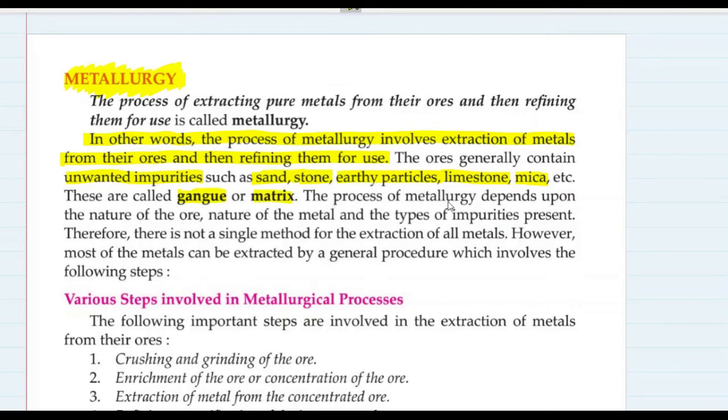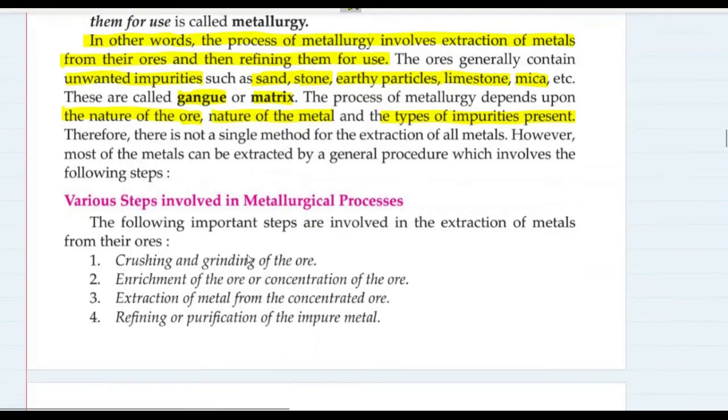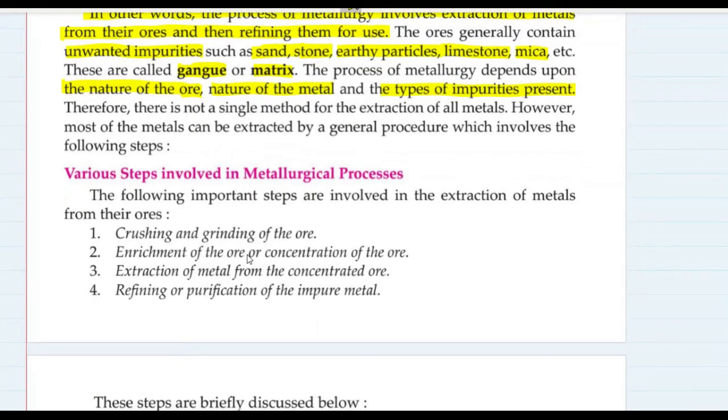The process of metallurgy depends upon the nature of the ore, the nature of the metal, and the types of impurities present. Therefore, there is not a single method for extraction of all metals. However, most of the metals can be extracted by a general procedure which involves the following steps. So, we will study the general procedure with which all the metals can be extracted. Yes, there is some difference here and there, but we have to understand what the difference is and why, because of the properties. Various steps involved in metallurgical processes.